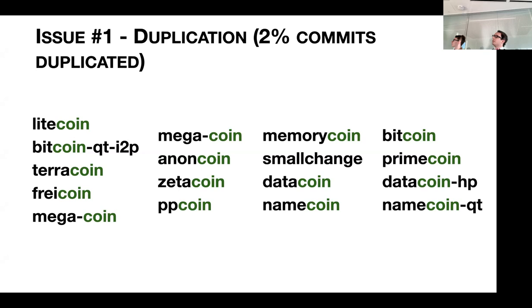For instance, this is, I think, the most prominent example. They have 17 forks of Bitcoin in the data set. So that means this all added up gives us like 2% of the commits are actually duplicated, which is not a lot, but it's still something. So that's the first issue, duplication. They didn't control for duplication.